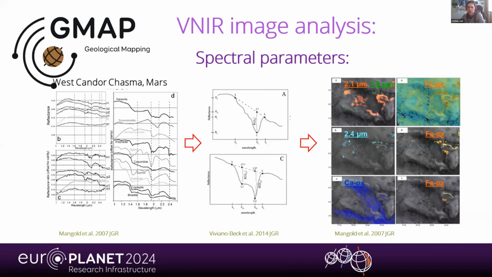and from that you calculate parameters that can then be highlighted thanks to a density slice approach or a threshold approach, to visualize this information on the surface. And here, for instance, you can see in the images on the right some of the regions where the band at 1.9 or 2.1 micron was present, or a band at 2.4 micron was present, or some specific parameters related to minerals like calcium pyroxene or some ferric oxide that were visualized.